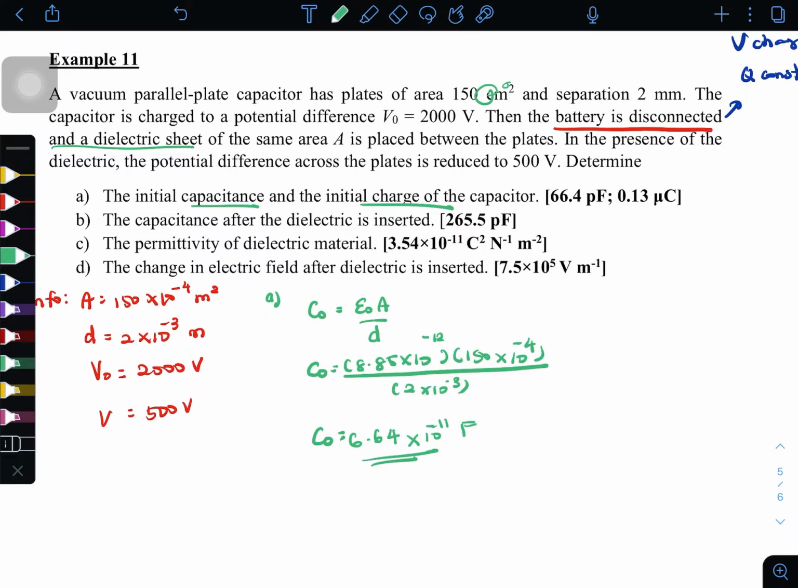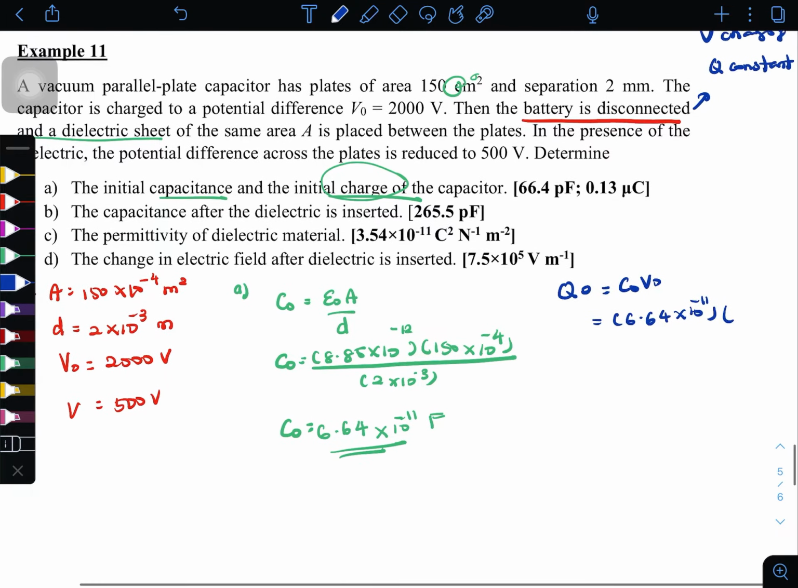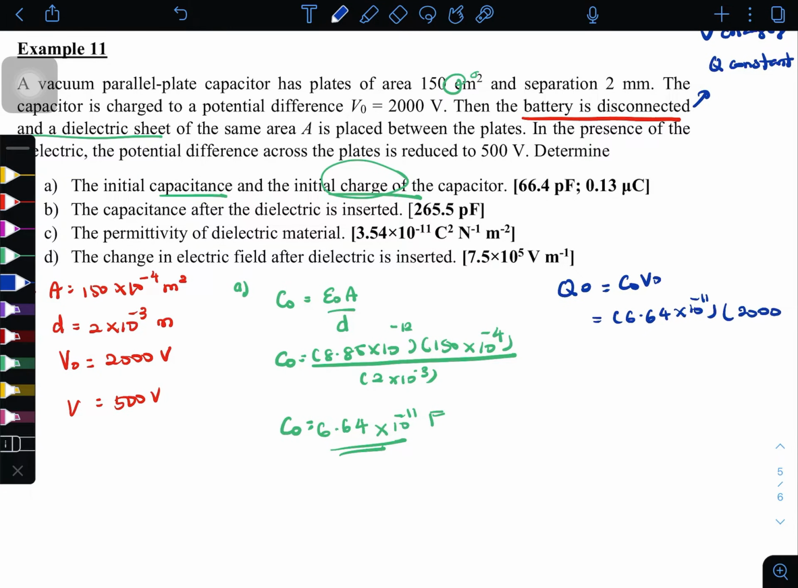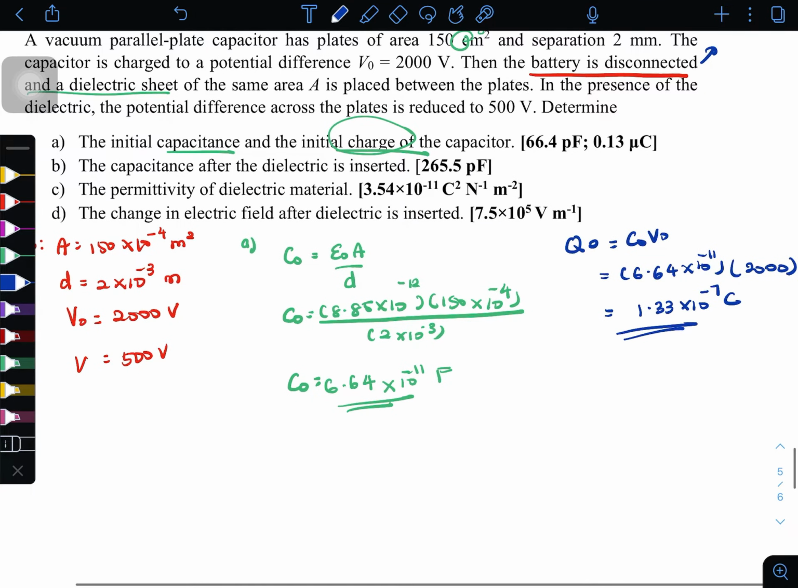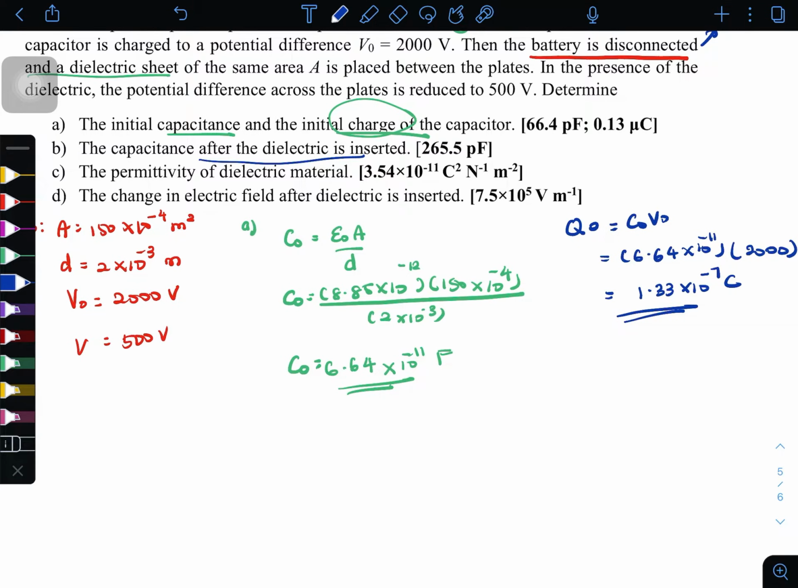Okay, and the question also asks for the initial charge Q0. So Q0 is equals to C0 V0. So C0 is 6.64 exponent negative 11 and V0 is given here is 2000. Okay, so kita akan dapat nilainya ialah 1.33 exponent negative 7 coulomb. So itu A. Okay, now we go to B. The capacitance after dielectric is inserted. Dia minta nilai C yang baru.